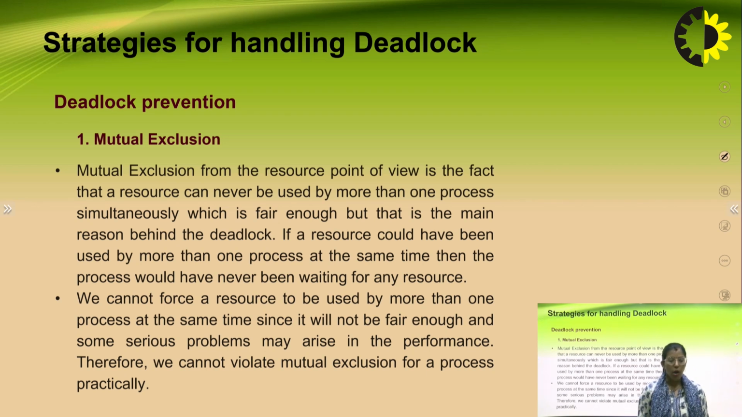The main problem here is that we cannot force a resource to be used by more than one process at the same time, since it is not practically feasible to make every resource shareable at any time. So we are not able to violate or stop or prevent mutual exclusion from happening. So there is no chance that we can stop this particular necessary condition.